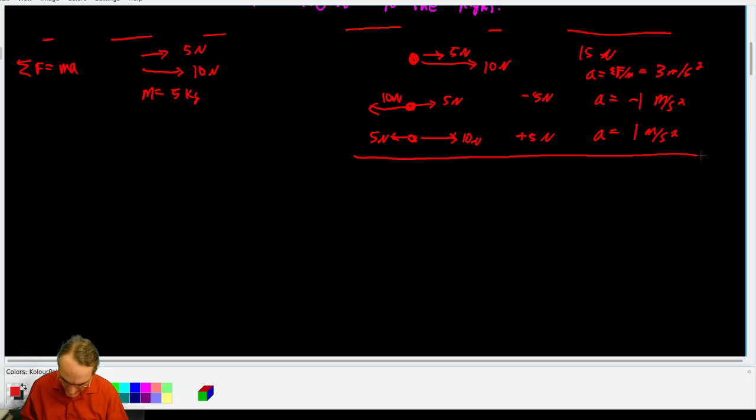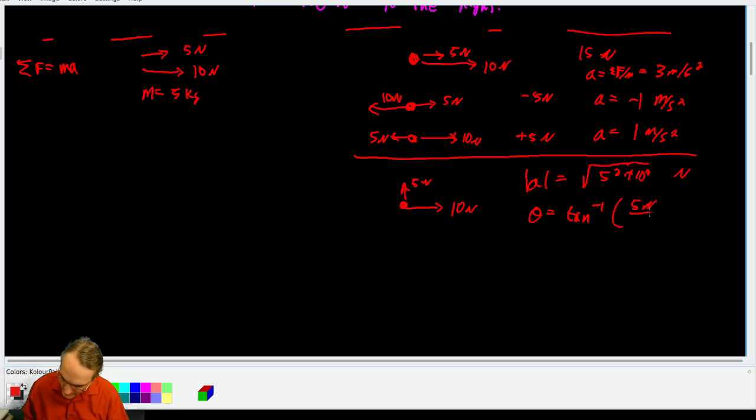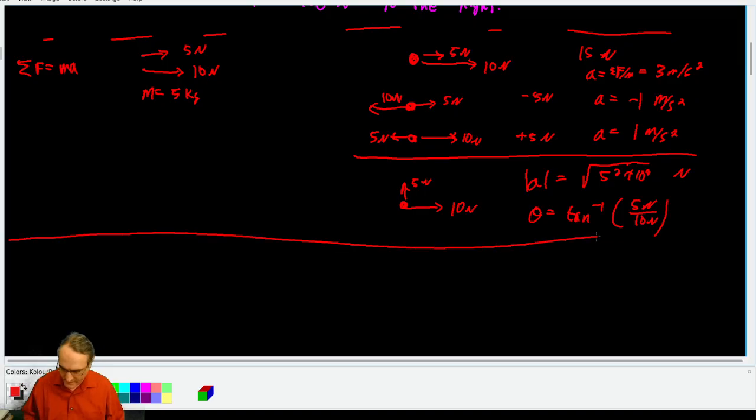Okay, again, it is a vector thing, so we could take and set the 5 Newton force and the 10 Newton force perpendicular to each other, in which case the magnitude of the acceleration would be the square root of 5 squared plus 10 squared newtons, divided by the mass, and the direction of it we could just take the inverse tangent of 5 newtons over 10 newtons. So all the same vector rules apply.